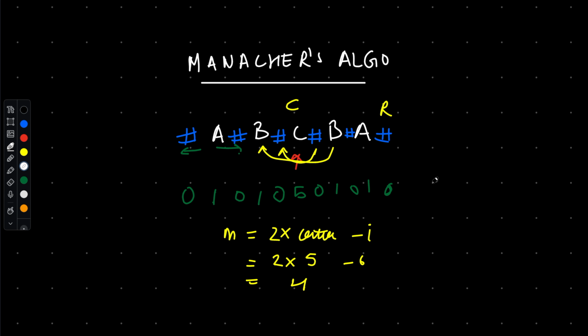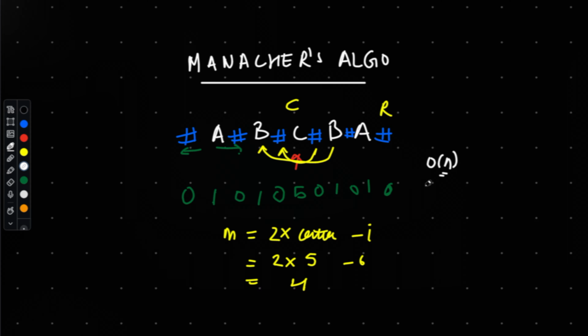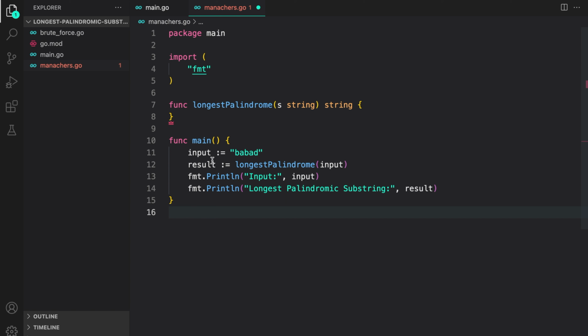Since we are only going over the string once, the time complexity of this solution is O of n, where n is the number of characters in the string. Now let's look at the code to find the longest palindromic substring in a given string using Manacher's algorithm. Here, as you can see in our main function, we are inputting a string BABAD and then calling the longestPalindrome function to get the longest palindromic substring, saving it into the result and printing the result.